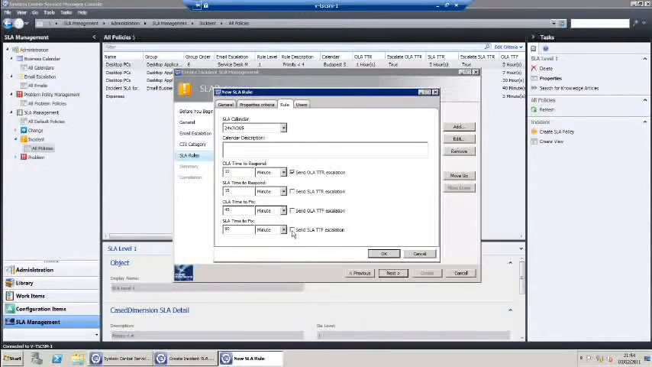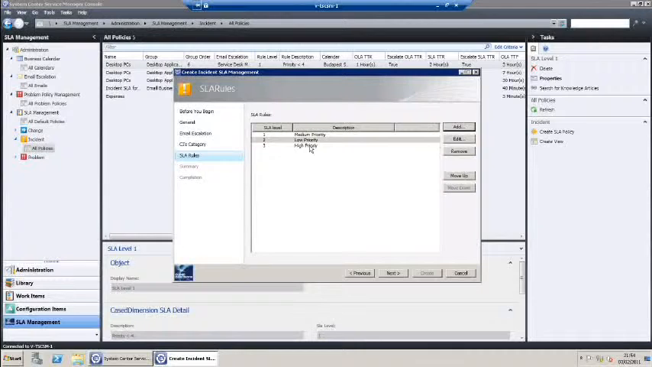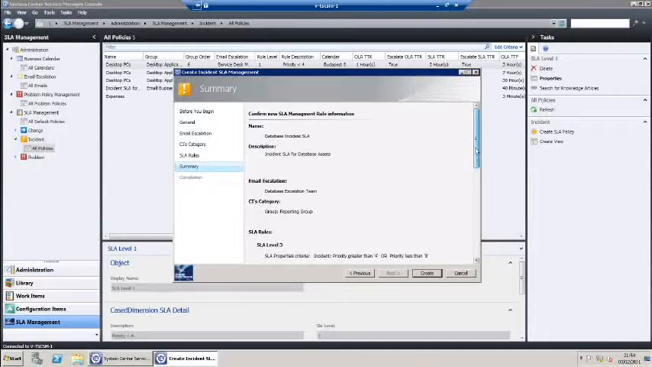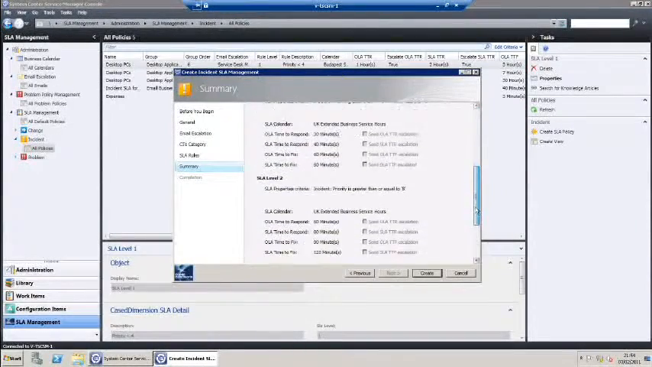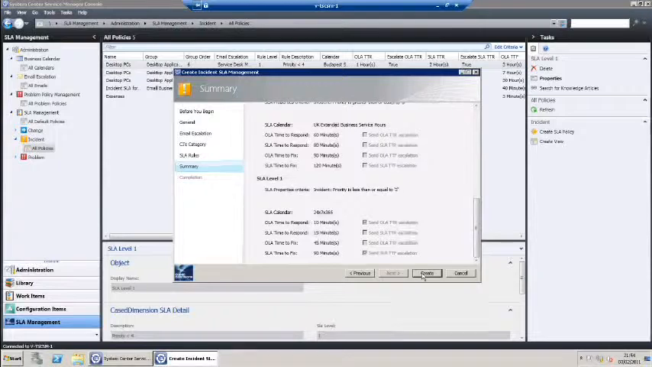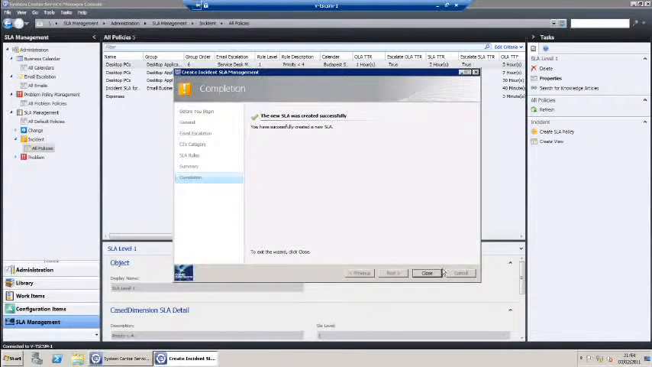By checking these boxes, this will automatically notify the escalation team should the operational level agreement not be achieved for time to respond, or should the service level time to fix not be achieved. We have now added a high priority service level rule to this service level. It's as easy as that.